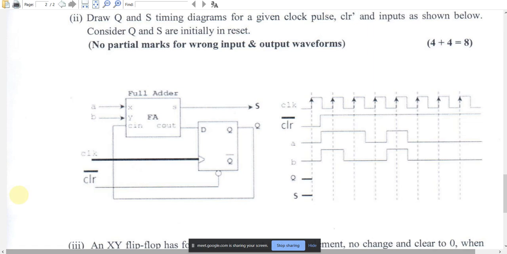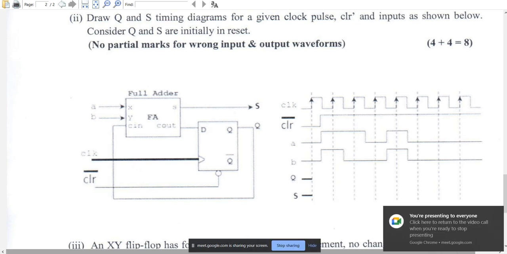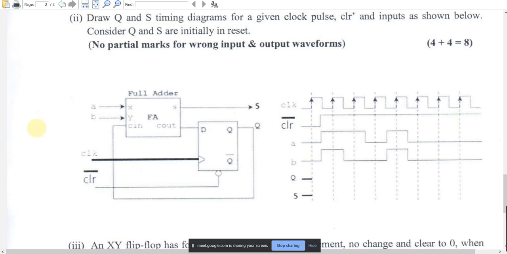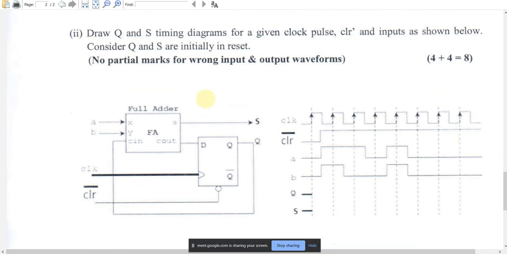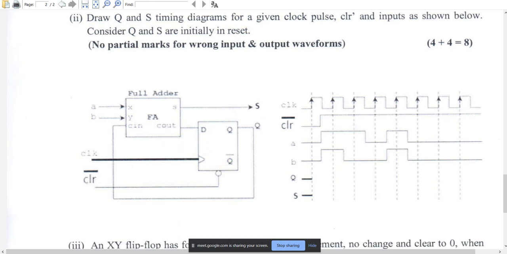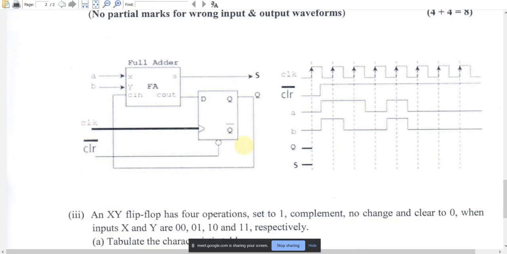There's no doubt in this? Are both of these diagrams clear? Right? Who mailed me? I think Sheikh mailed me, right? Yeah. Okay. So what is the initial input for D? It's written here: consider Q and S are initially in reset. That means it is 0. So that condition is given here already in the question paper itself. Is it okay?